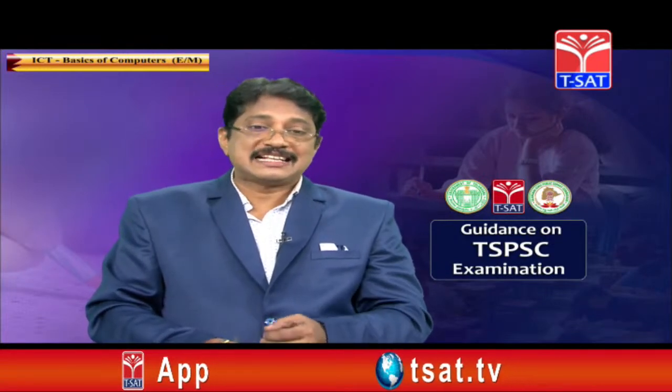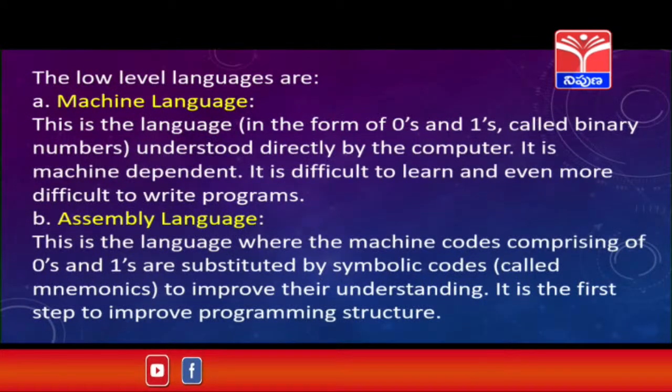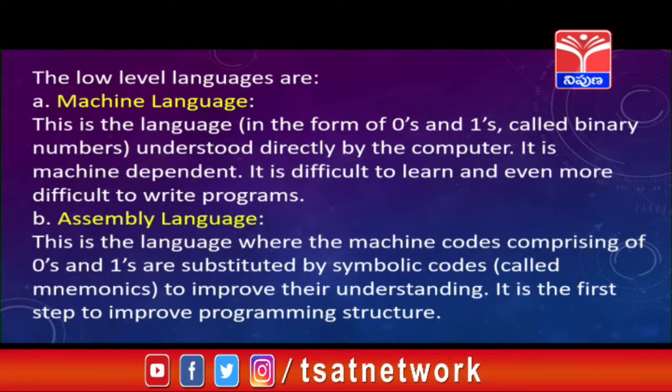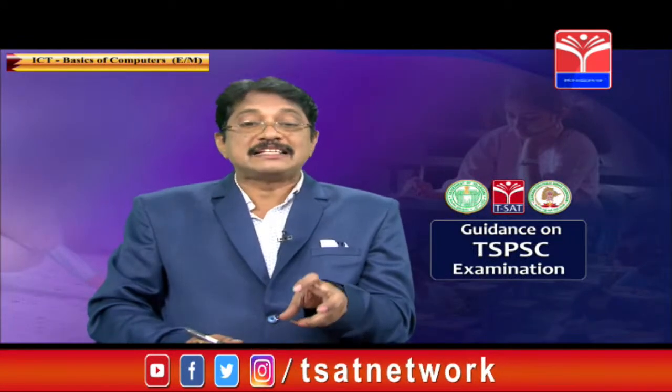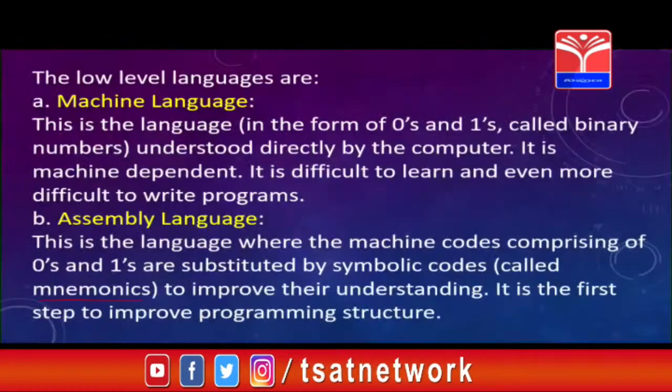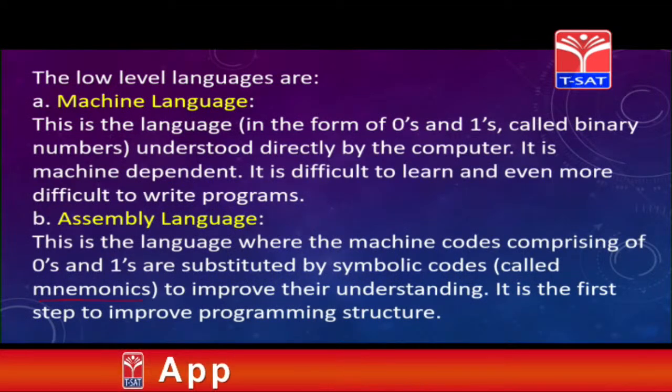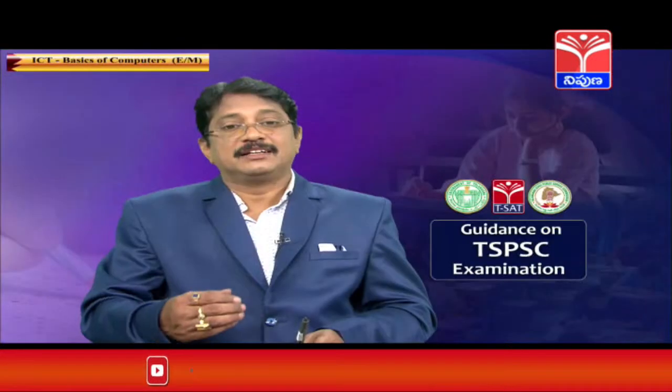And the second one is assembly language. Here, the machine codes comprising zeros and ones are substituted by symbolic codes called mnemonics. Mnemonics is very important. The combinations of 0s and 1s are substituted by symbolic codes, called mnemonics, to improve understanding. It is the first step to improve the programming structure clearly. So, this is assembly language.